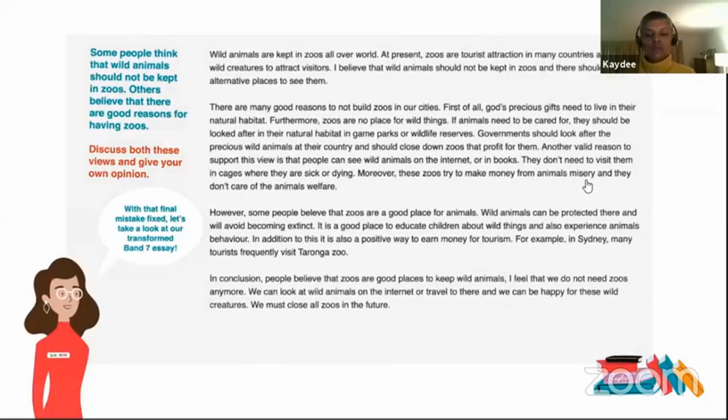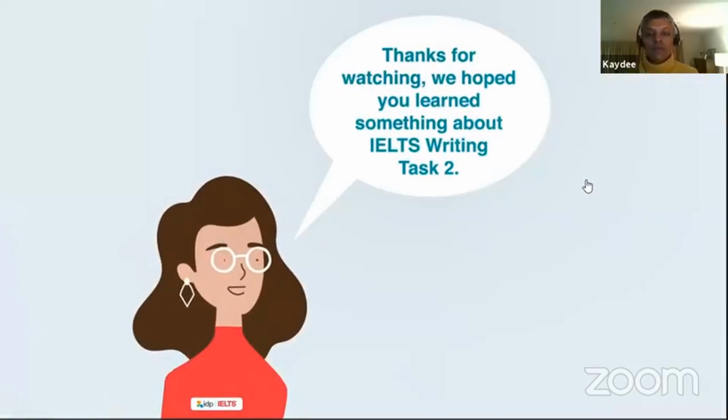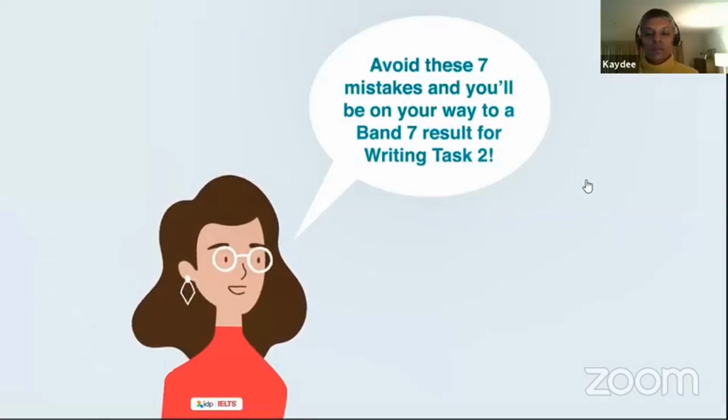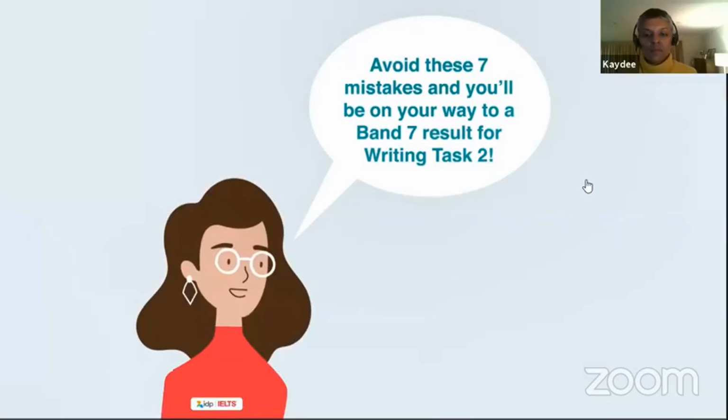With that final mistake fixed, let's take a look at our transformed Band 7 essay. Thanks for watching. We hope you have learned something about the IELTS writing task too. Avoid these 7 mistakes and you'll be on your way to a Band 7 result for writing task 2.